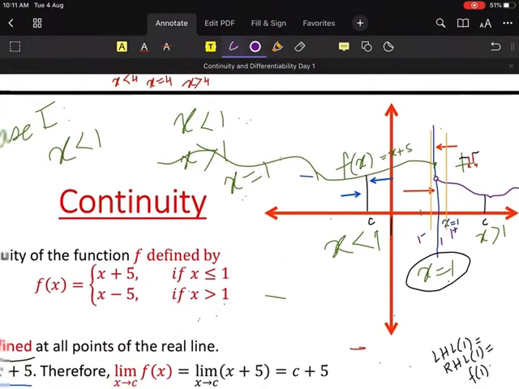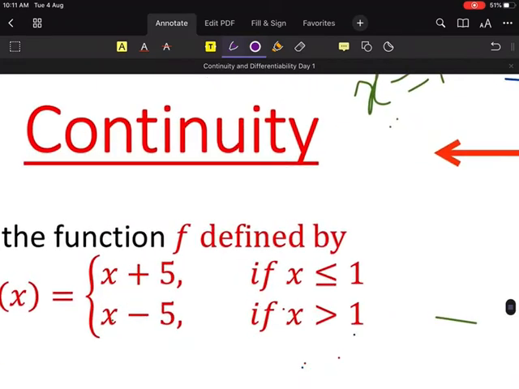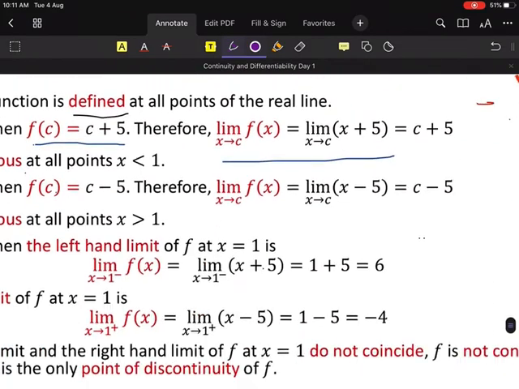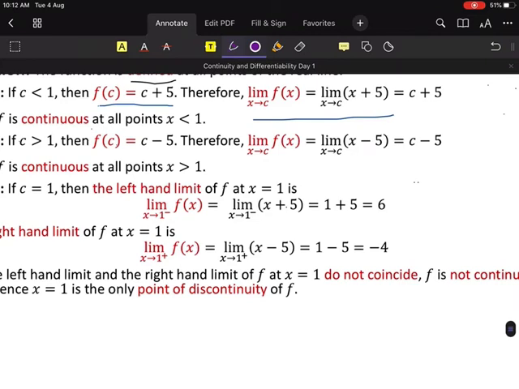Now, can anybody tell me, for 1 minus, what will be f(x)? Which f(x) will come for 1 minus? 1 minus is less than 1, so it will be x plus 5. Everyone agree or not? Yes, sir. Now do one thing. So limit x tends to 1 minus f(x). In place of f(x), I'm writing x plus 5, because for x less than 1 the function is x plus 5. So now put 1 in there.